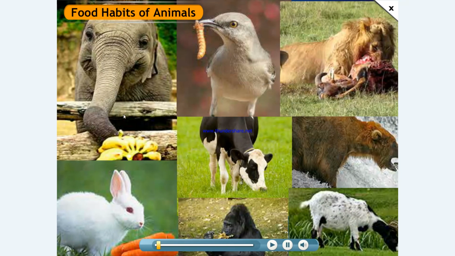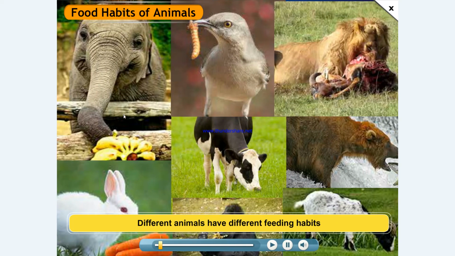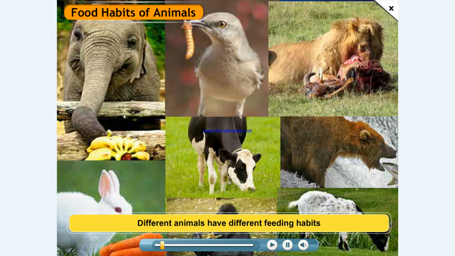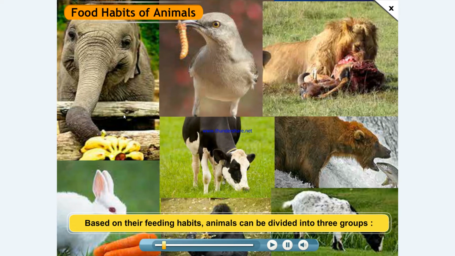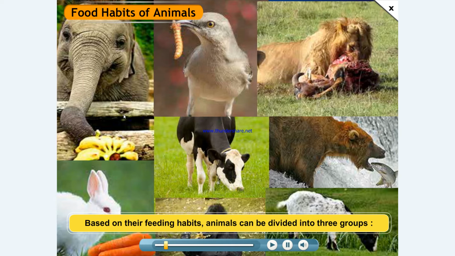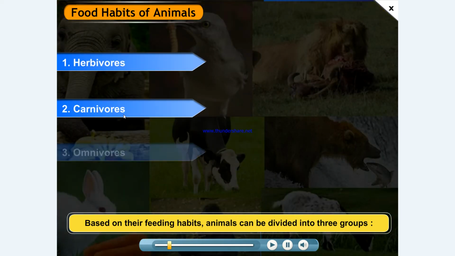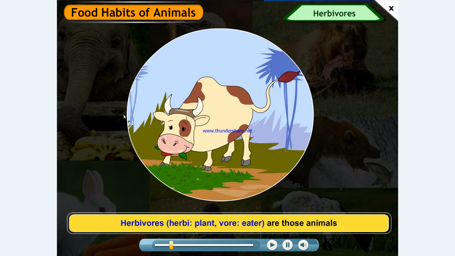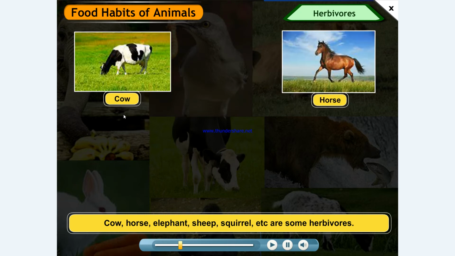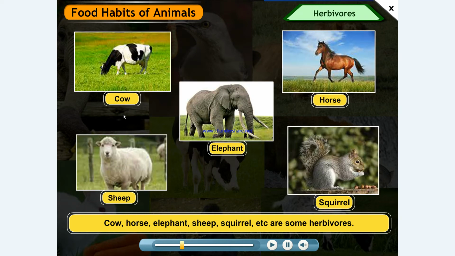Food habits of animals. Different animals have different feeding habits. Based on their feeding habits, animals can be divided into three groups: herbivores, carnivores, omnivores. Herbivores, herbi meaning plant, vore meaning eater, are those animals which eat only plants and plant products. Cow, horse, elephant, sheep, squirrel, etc.